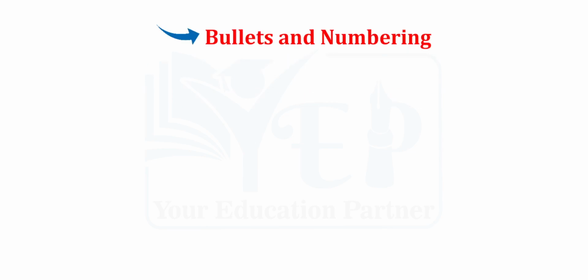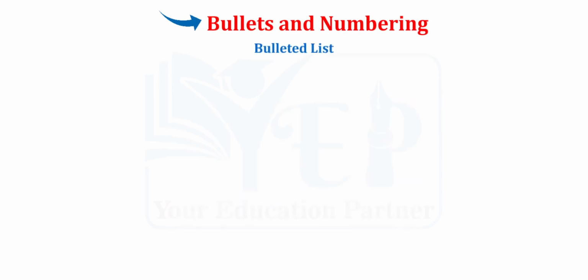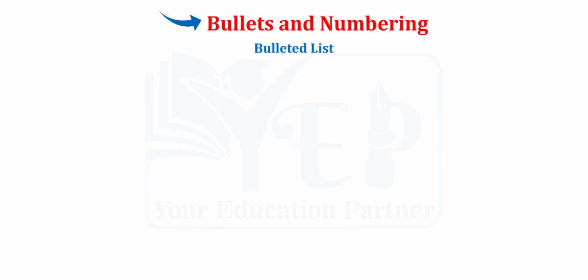Bullets and numbering. Bullets and numbering options are used to create an ordered or an unordered list. Bulleted list. The bulleted list is an unordered list of items and is represented by graphical bullets. Following steps should be followed to create a bulleted list.